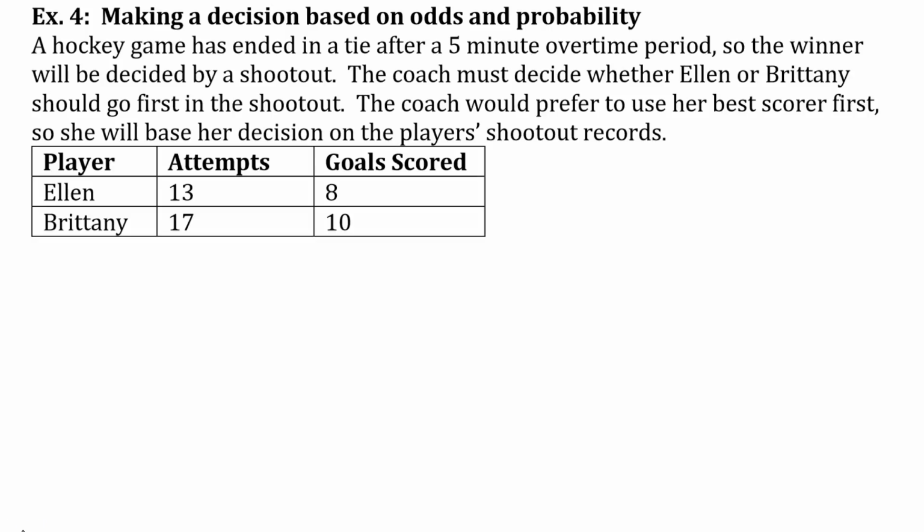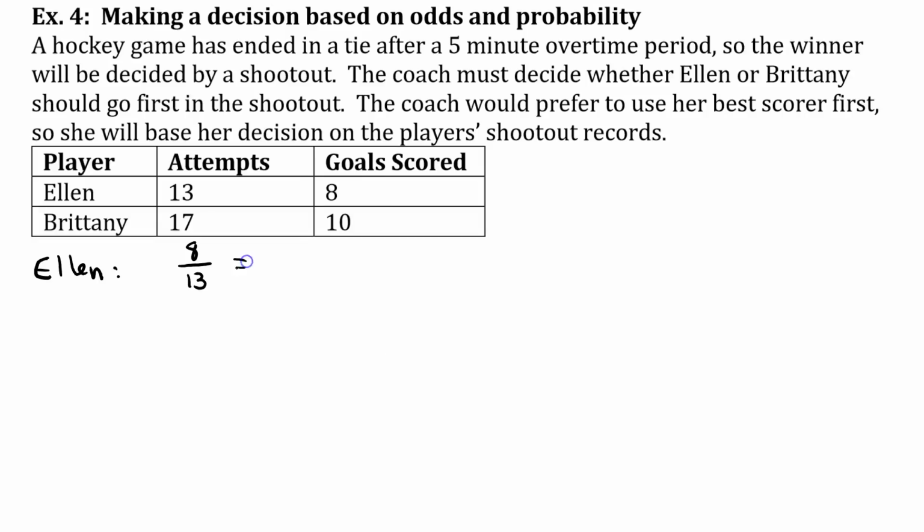So when we're dealing with probability, we're always talking about a percent. Okay, so we're talking about something that's out of 100. It just makes it so that we can compare. So you'll see what I mean in just a second. So for Ellen, it means that her probability of scoring a goal is going to be 8 out of 13 because she scored 8 goals and she made 13 attempts.